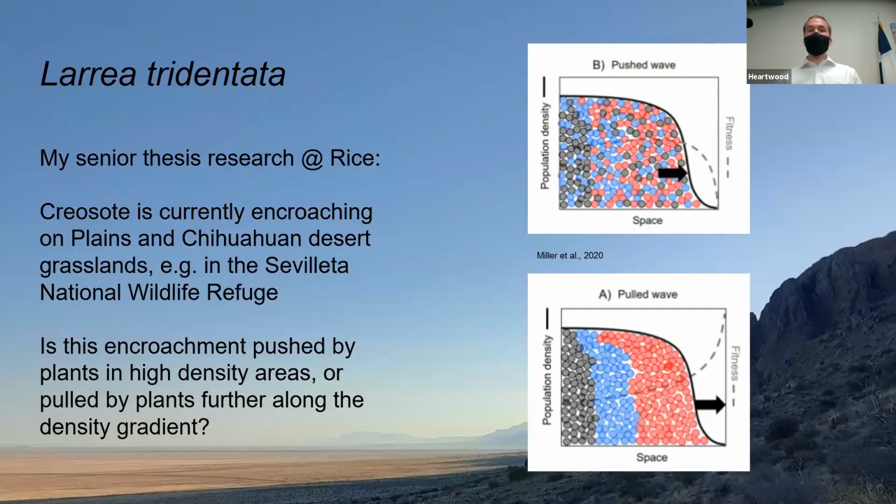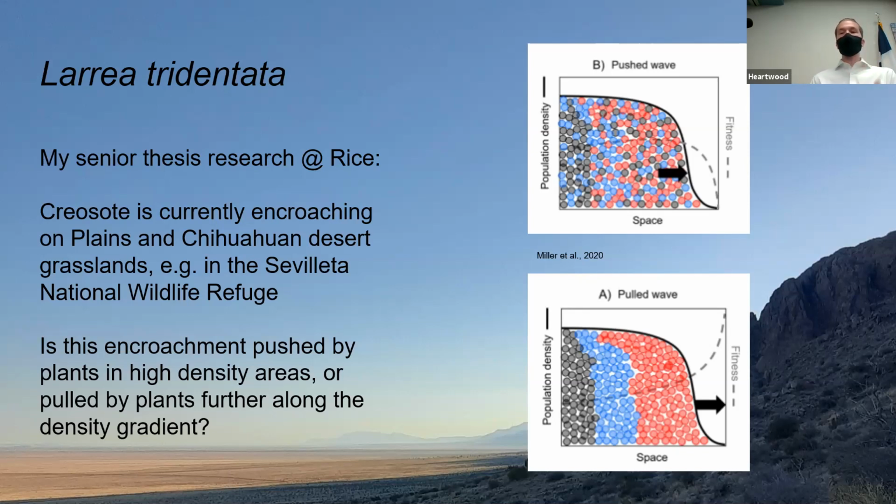And then finally, I'd like to wrap up by just talking a little bit about my senior thesis research at Rice about this plant. So the context for this research is that in areas like the Chihuahuan Desert, which is where I was in June and May, there are basically ecotones, places where grasslands and shrublands meet. And the creosote bush is a shrub that is encroaching on grasslands, basically winning over some of the territory that the grass currently lives in, in areas like the Sevilleta National Wildlife Refuge. And that's where you saw one of my pictures from earlier.